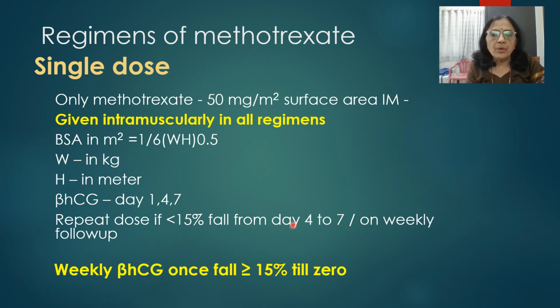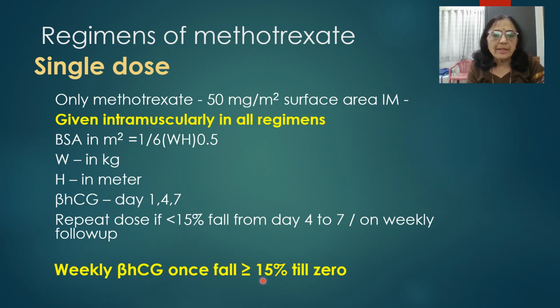Even if there is a fall which is greater than or equal to 15%, we keep the patient on weekly follow-up, and if weekly follow-up shows that there is a fall which is less than 15%, we need to repeat the same dose. Once the fall is greater than or equal to 15%, weekly beta HCG testing needs to be done till it comes to 0.